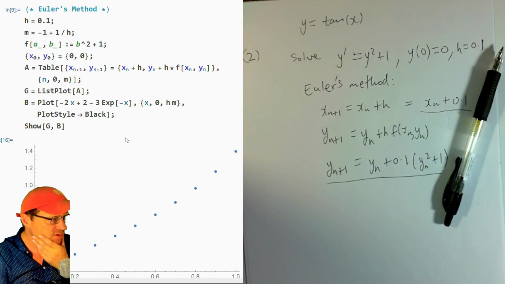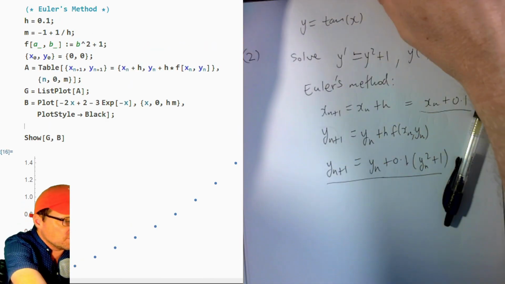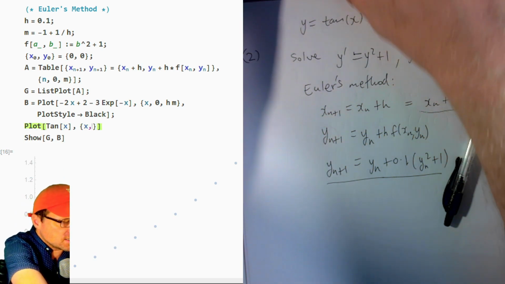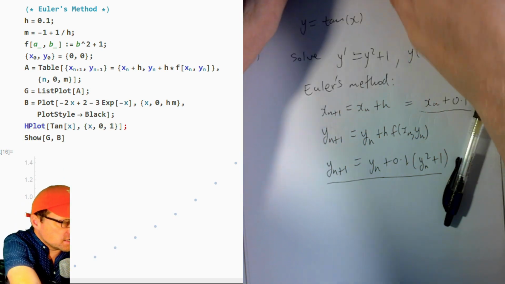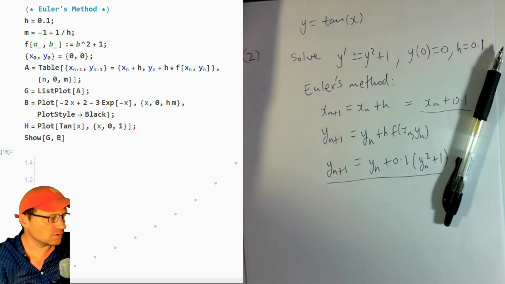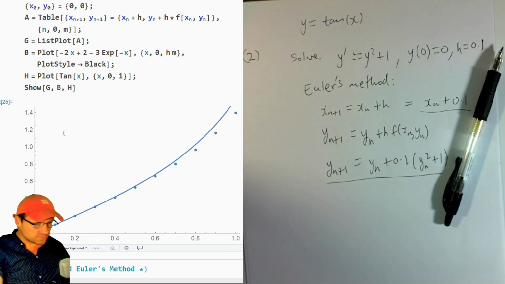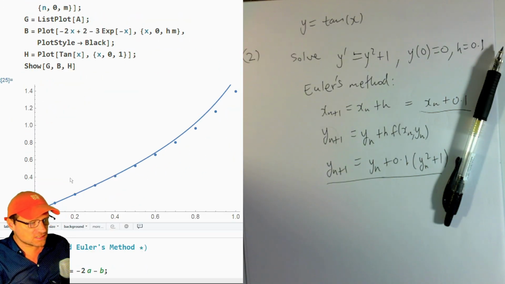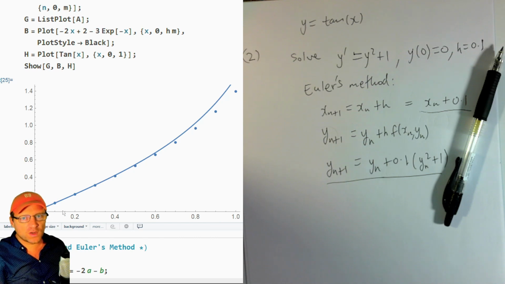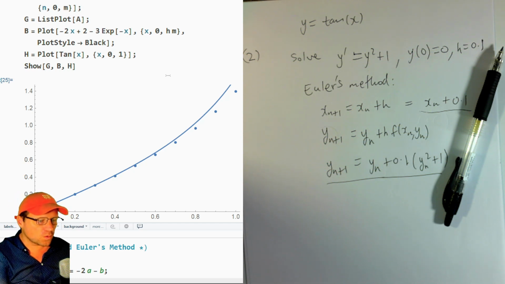Okay, so let's do that again. Good. Now let's overlay on that a plot of tan as x goes from 0 to 1. That into memory here, and then I will incorporate that into the show part of this. Okay, so there we go. I've got tan there, and you can see that with a step size of 0.1, the points eventually are drifting away from the solution because errors are building up. Okay, so that completes question 2.